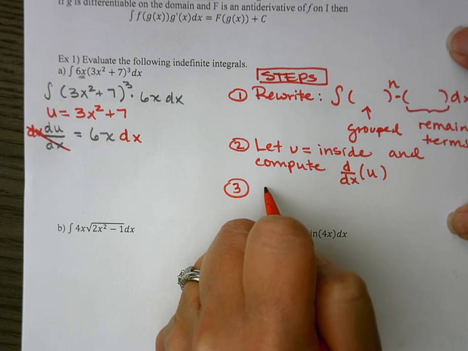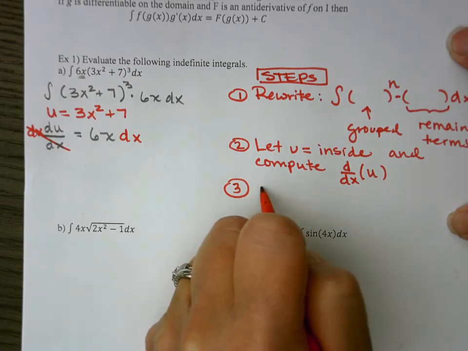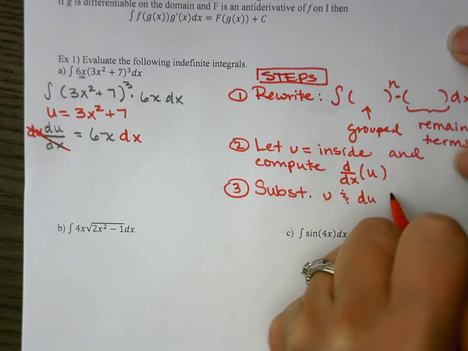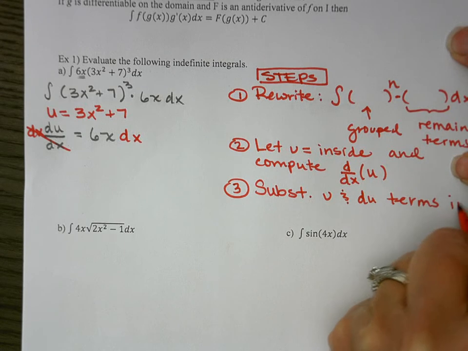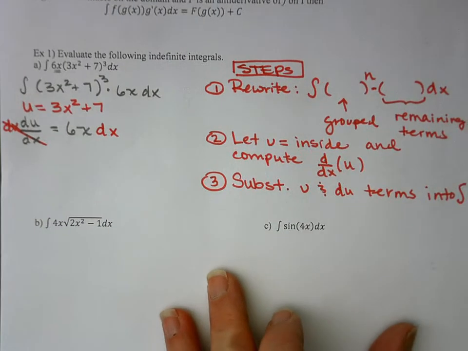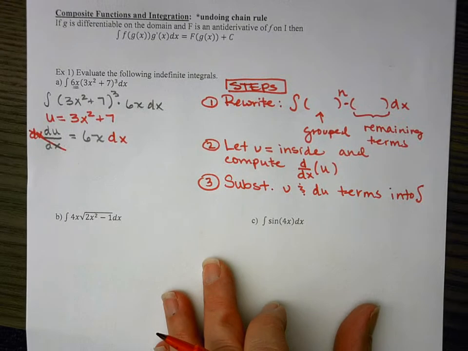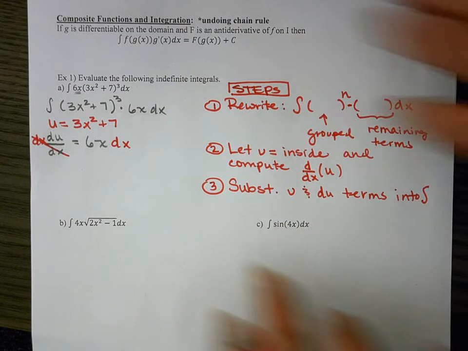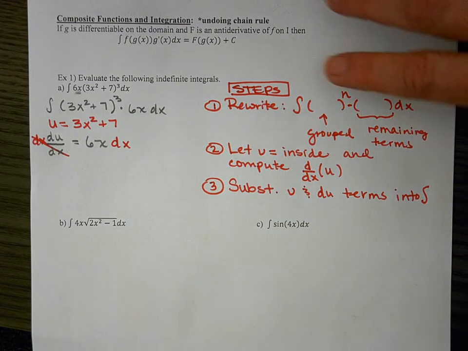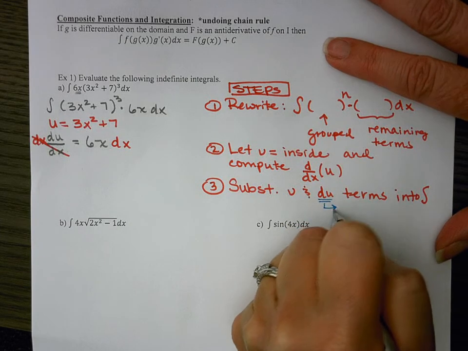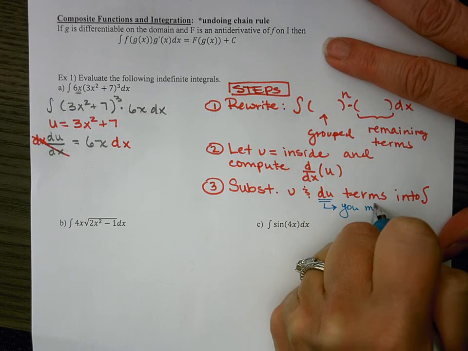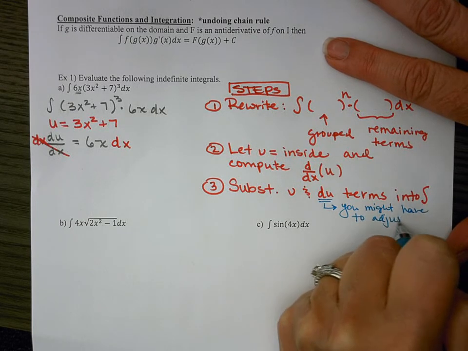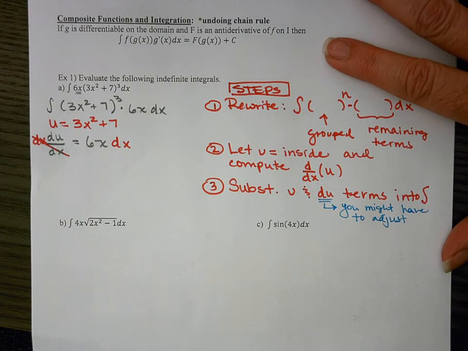Okay, so now replace these pieces into my integral. So I'm going to substitute my u and my du terms into my integral. Okay, so that's what I want to look at. When I see this, sometimes this might confuse you, but sometimes you might have to modify it, right? You might have to tweak it a bit. And when you adjust it, it'll be to multiply or divide something out.